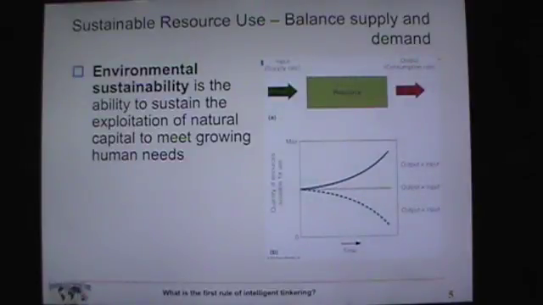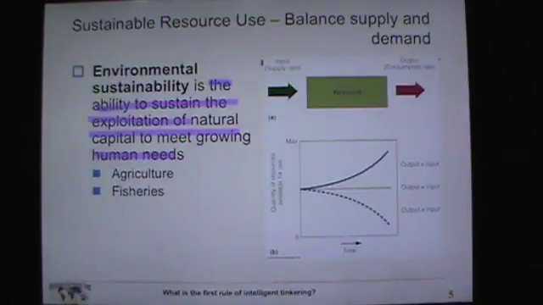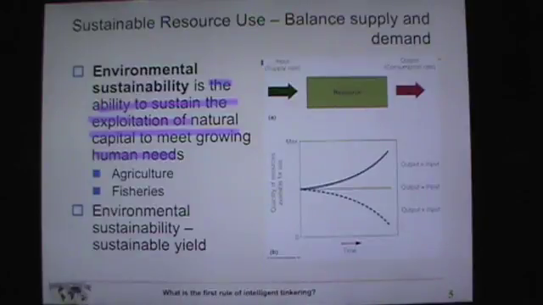Environmental sustainability. The ability to sustain and exploit natural capital to meet growing human needs. Agriculture is definitely something we have exploited. Fisheries, we exploit those all the time. Sustainable yield is the same thing as environmental sustainability in this case. So what's sustainable is going right along this line right here, where output is equal to input. If we're really going to be sustainable, we really want to have more left over at the end of our use.